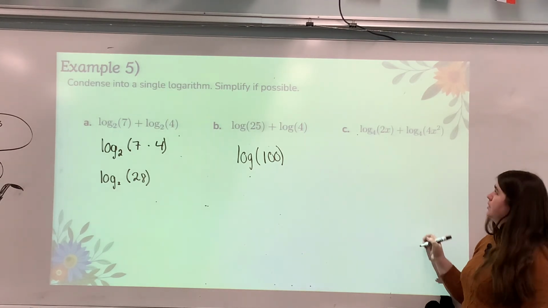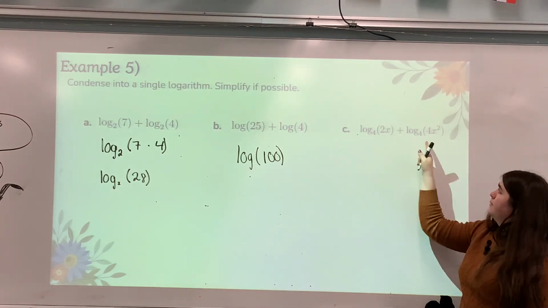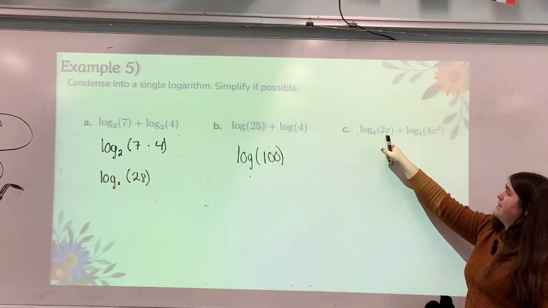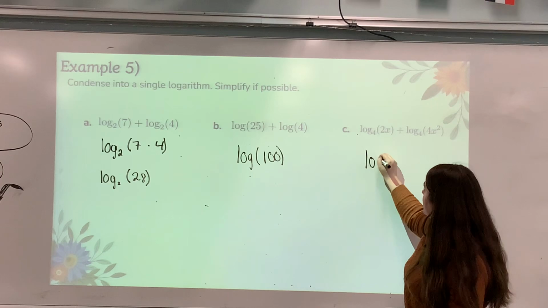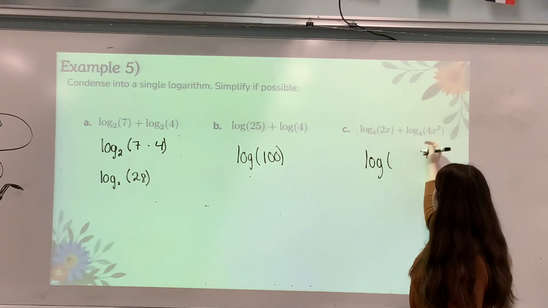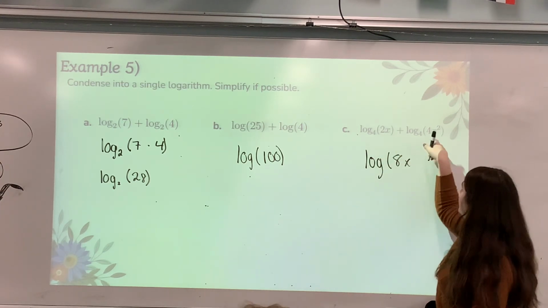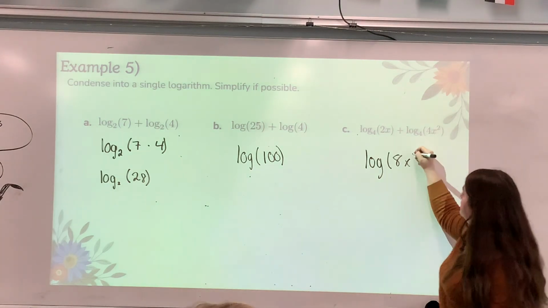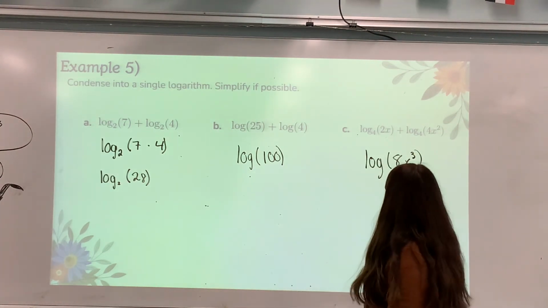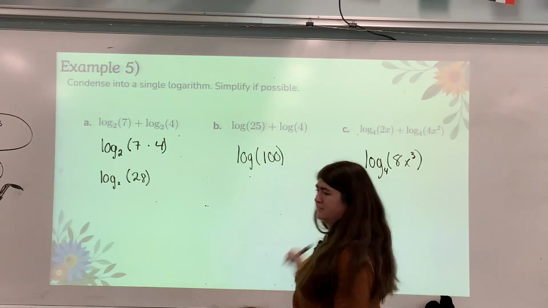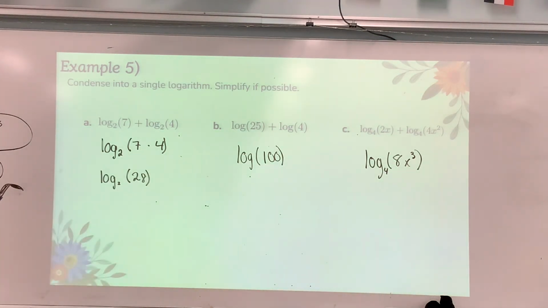Correct. So this one, we have the common base of 4. And then we have 2x and 4x squared that we're going to multiply together. So we have 2 times 4 is 8. x times x to the power of 2 is equal to x cubed. Log base 4. Sorry.